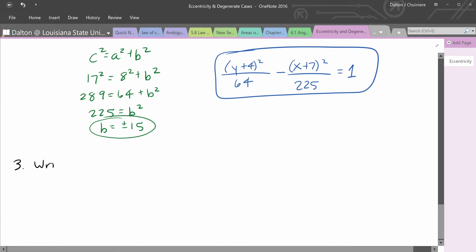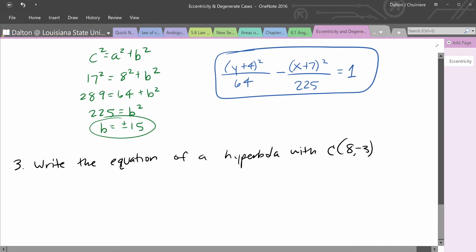Also a hyperbola. So write the equation of a hyperbola with a center point of 8, -3, with a focus of 8 minus 2 square roots of 13, comma, -3, and with an eccentricity of the square root of 13 over 2.